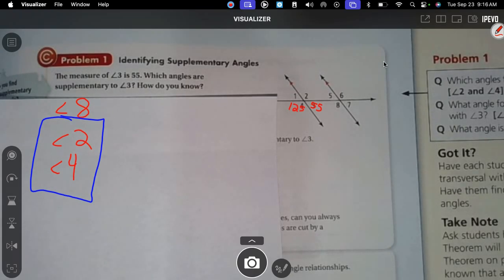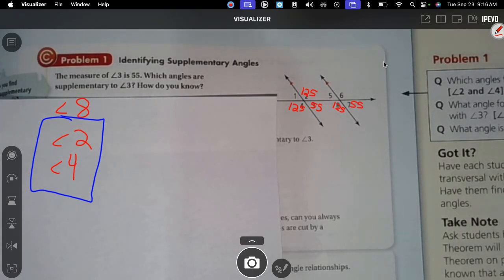What else is 125? Angle 2. And what else is 125? Angle 8. Okay. Now, we can fill out the whole thing just knowing one angle. What do we know about angle 8 and 7? They're a linear pair. They add to 180. So that one is 55.